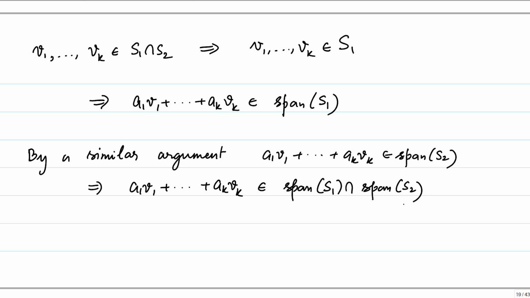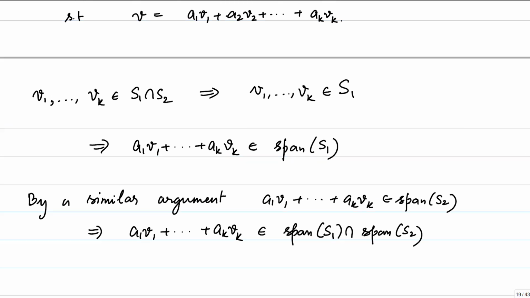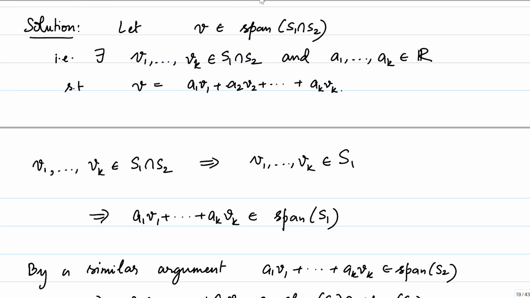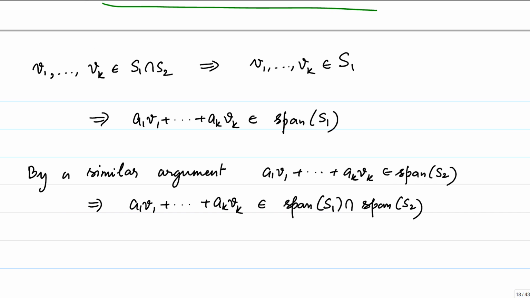So, we used two aspects here. The one I am underlining in green was because V is in the span of S1 intersected with S2, and therefore, there exist some A1, A2 up to Ak such that V is a linear combination of V1 to Vk. And the one I am underlining in green right now follows because every linear combination of V1, V2 up to Vk which are in S1 should also be in the span of S1. So, both the aspects are being used to establish this proof.